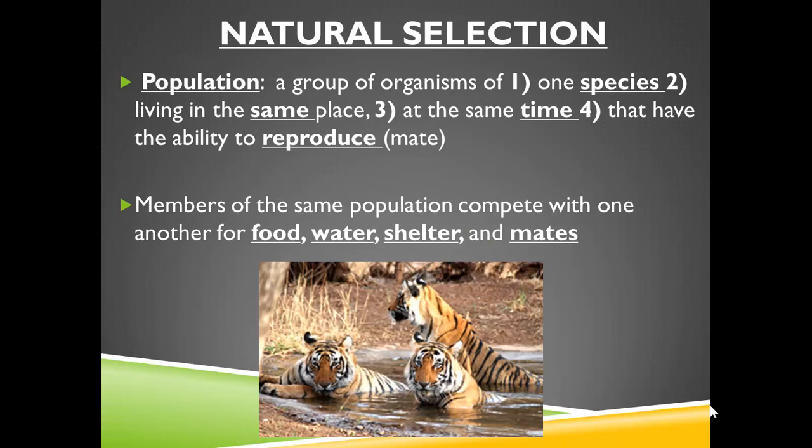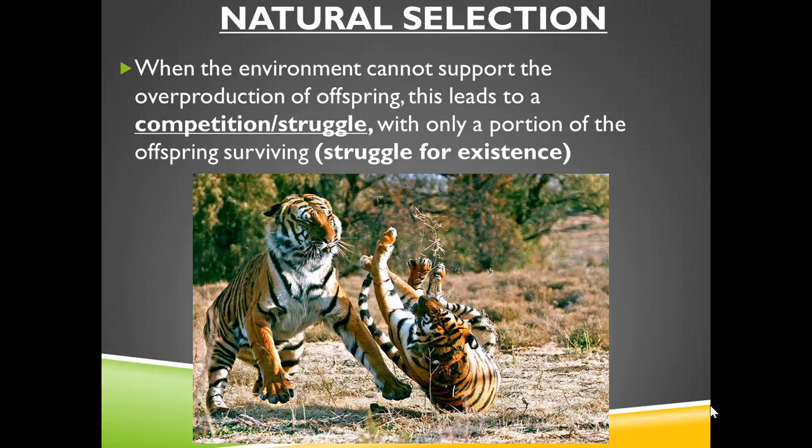All right, a simple definition for a population is a group of organisms of one species that live in the same place at the same time, and they have the ability to interbreed or reproduce with each other. Members of the same population compete with one another for food, water, shelter, and mates. So if you're in the same population, you're competing with the other person, or you're sharing with the other person the food, the shelter, the mate, that whole area that you're in.